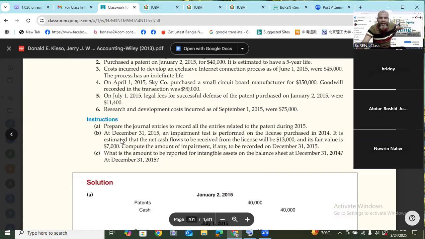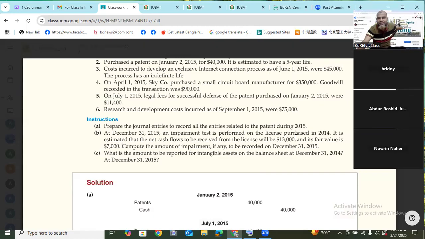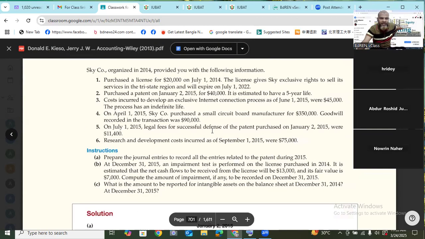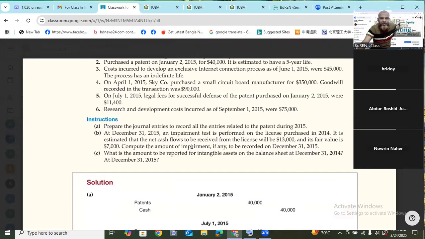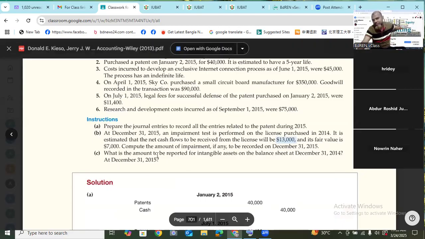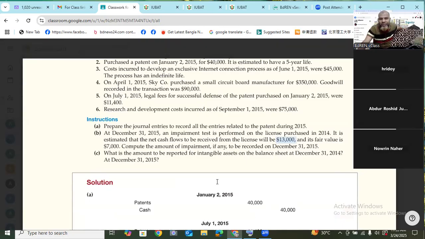Number B is at December 31st, 2015, an impairment test is performed on the license purchased in 2014. So a license was bought in 2014, this is number A. It is estimated that the net cash flow to be received from the license will be 13,000 and its fair value is 7,000. Compute the amount of impairment, if any, to be recorded on December 31st, 2015.